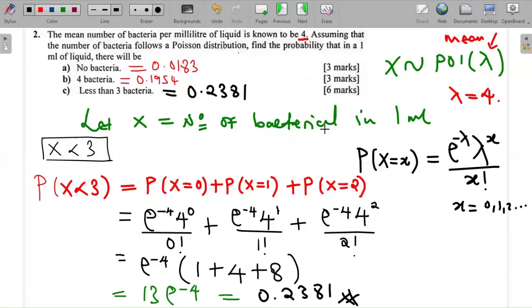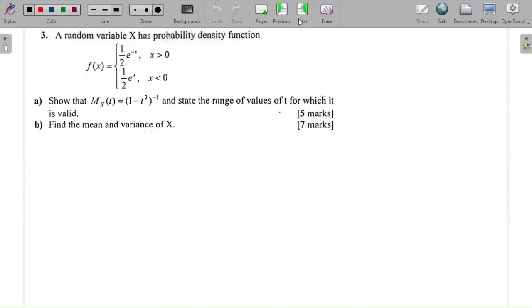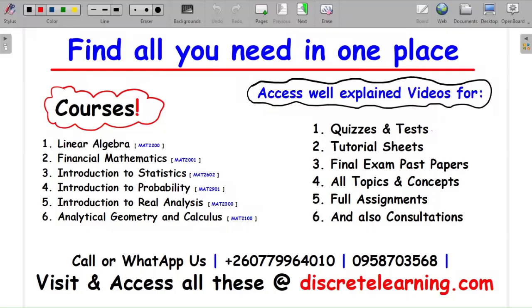Okay, so that was question number 2. We move to question number 3. So this is an interesting question here.